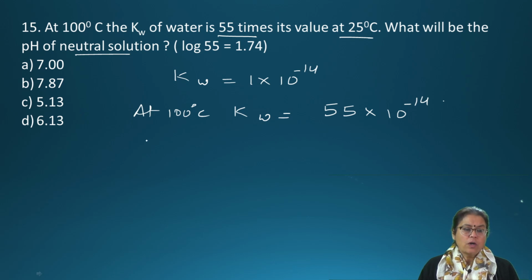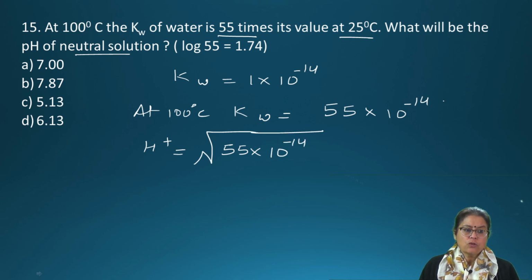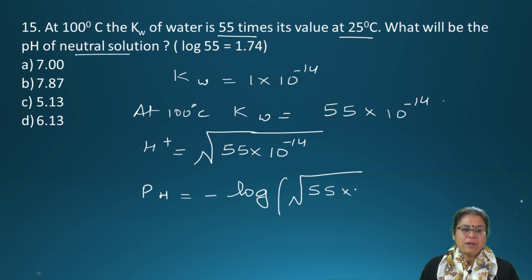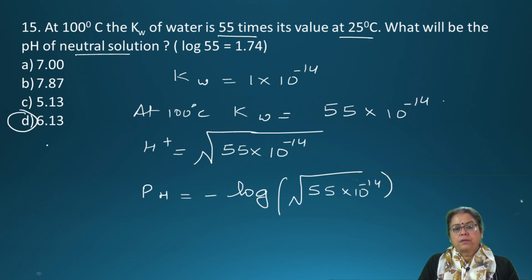ठीक है? So what is H positive concentration? That will be equal to under root of Kw, which is 55 into 10 raised to power minus 14. So what will be the value of pH? Minus log of under root of 55 into 10 raised to power minus 14. So the answer that comes to 6.13 जब आप इसको calculate करो. Okay, so this is going to be the answer.